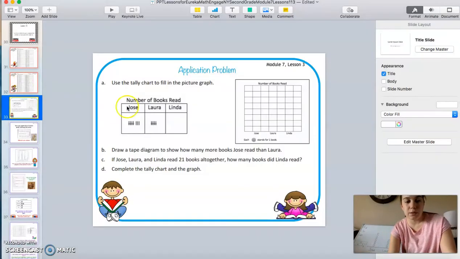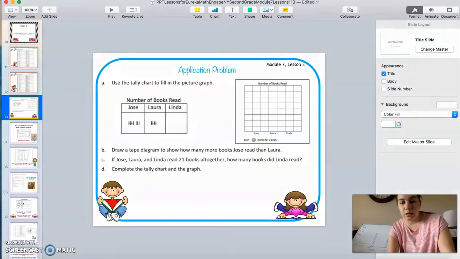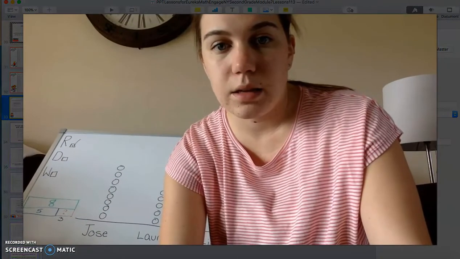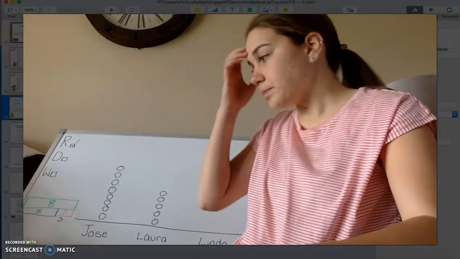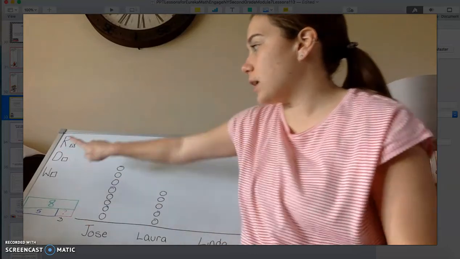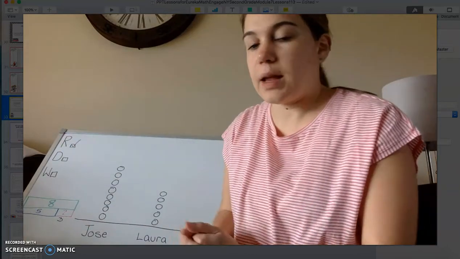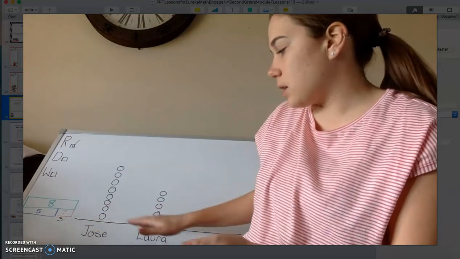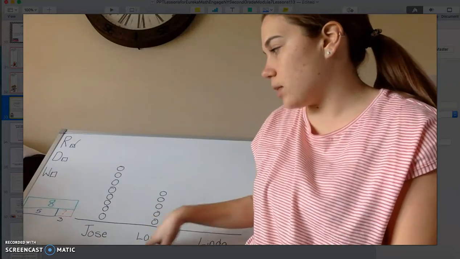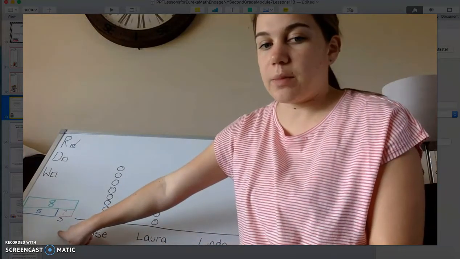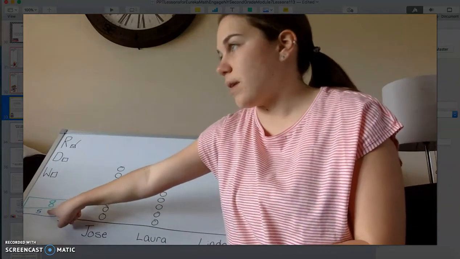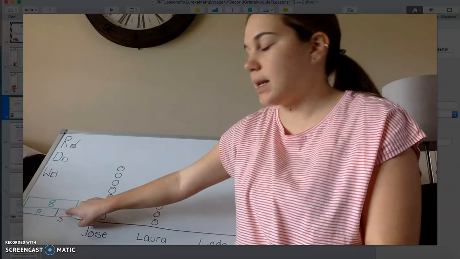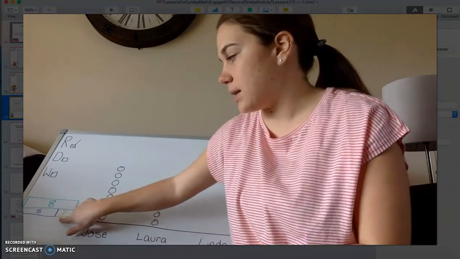So I'm going to zoom out so that you can see my board. So I have already checked off read because we've already read it. I've drawn my picture of 8 circles and 5 circles for Jose and Laura. And I have my tape diagram over here showing me 8 books read by Jose, the 5 read by Laura, and then our remaining question mark to figure out how many is left.